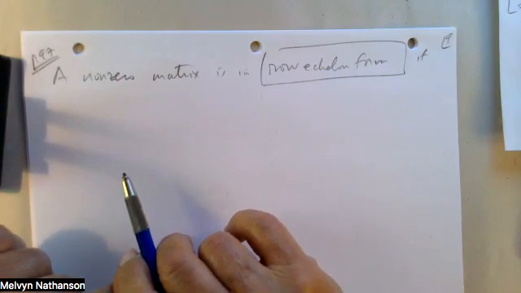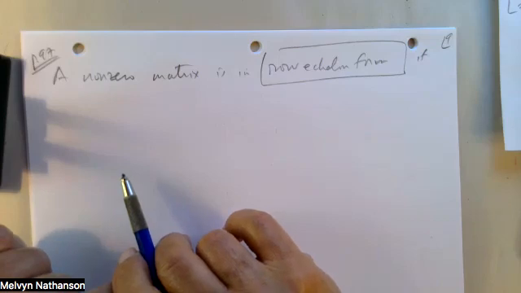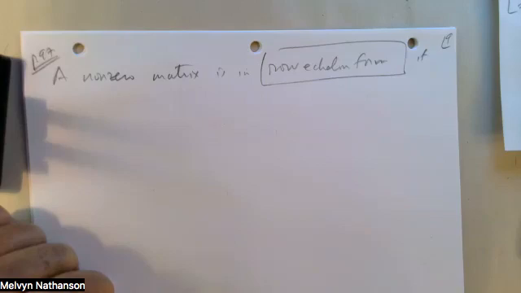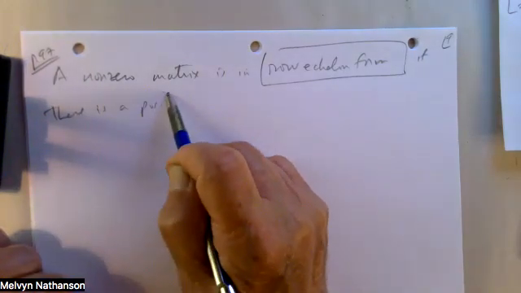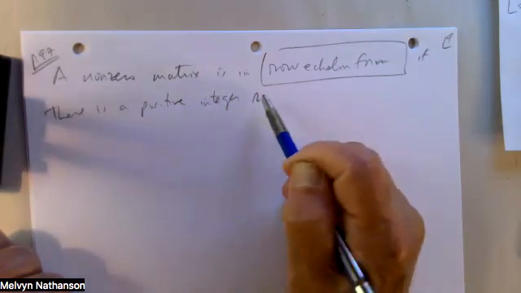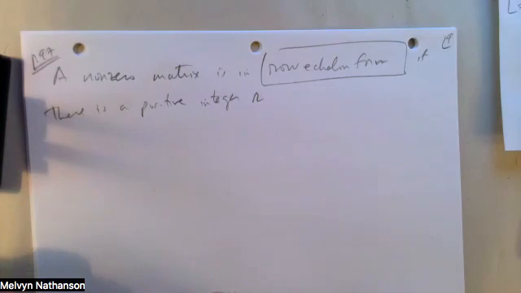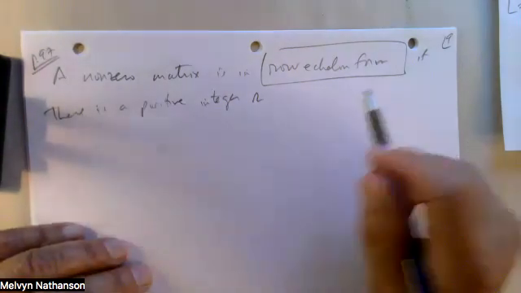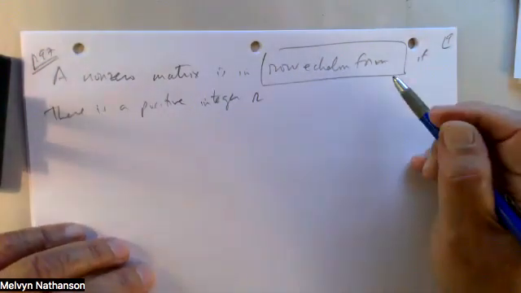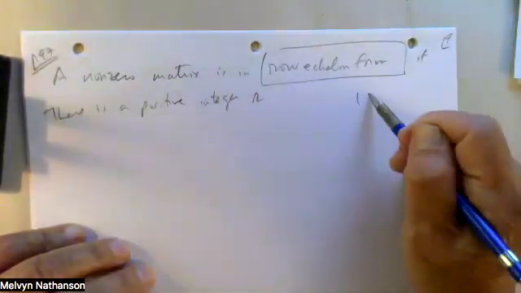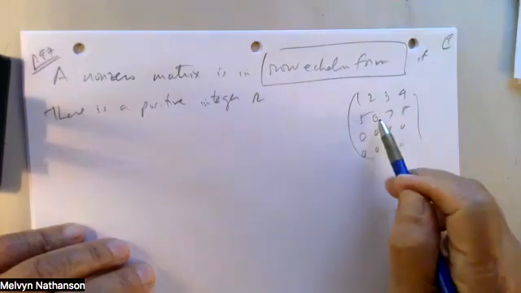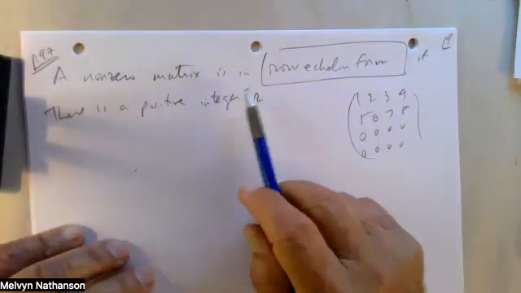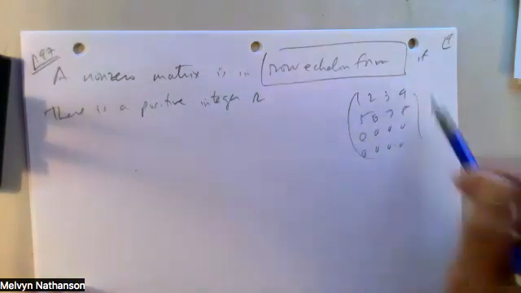There is a positive integer r. So the matrix is going to have r non-zero rows. Some rows of a matrix can be all 0. You can have a matrix that looks like 1, 2, 3, 4, 5, 6, 7, 8, 0, 0, 0, 0, 0, 0, 0, 0. You can have a matrix where some rows are 0, okay? But non-zero means you can have some zeros in the matrix, but at least one coordinate is different from 0. So this is a non-zero matrix.